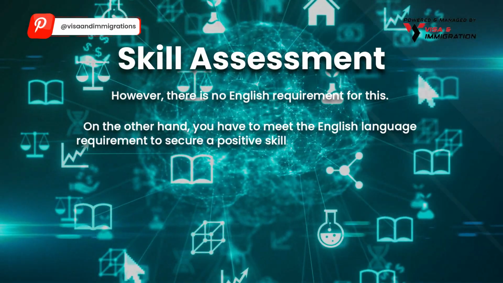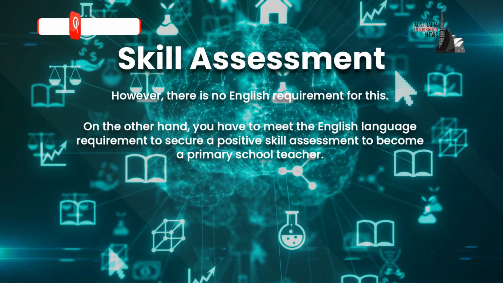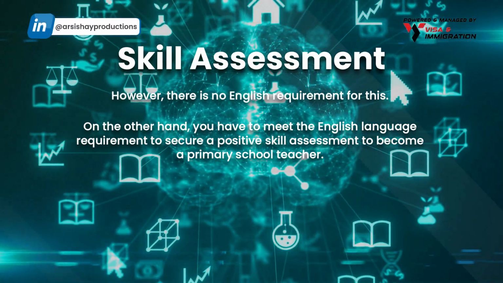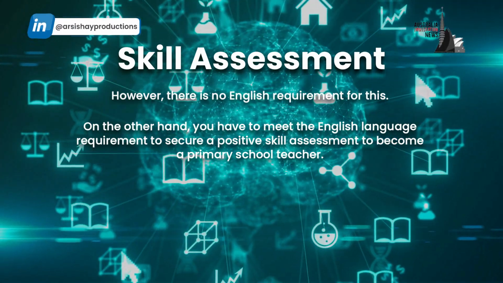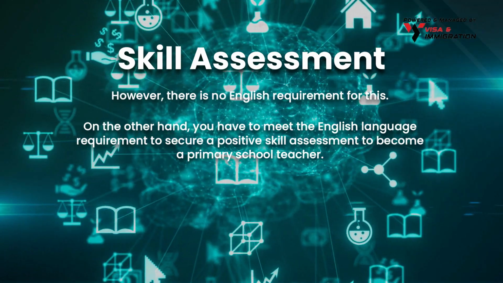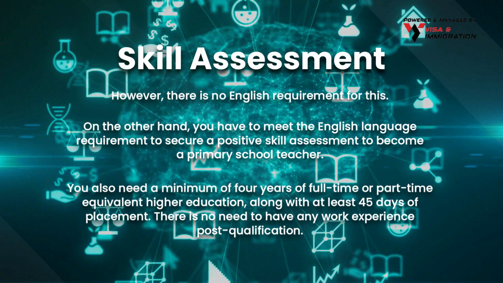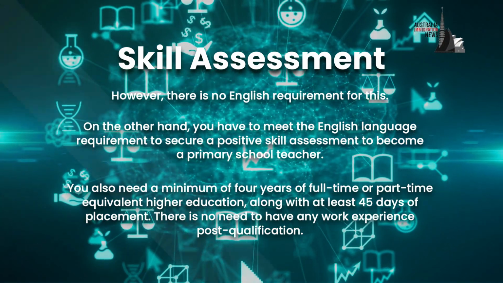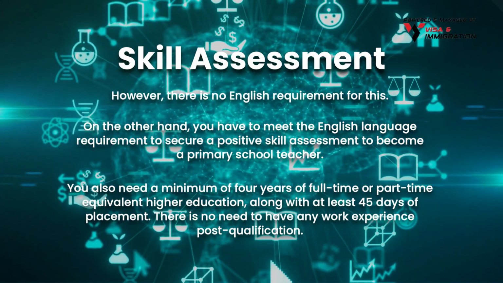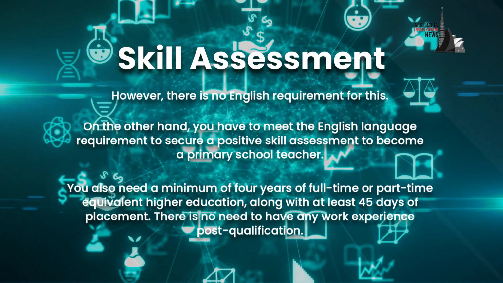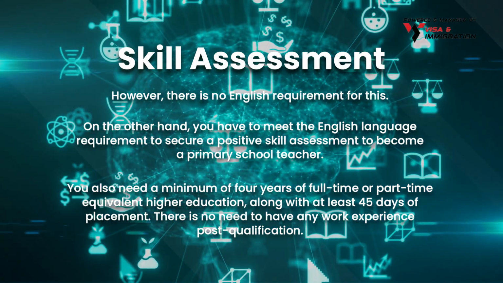On the other hand, you have to meet the English language requirement to secure a positive skill assessment to become a primary school teacher. You also need a minimum of 4 years of full-time or part-time equivalent higher education, along with at least 45 days of placement. There is no need to have any work experience post-qualification.